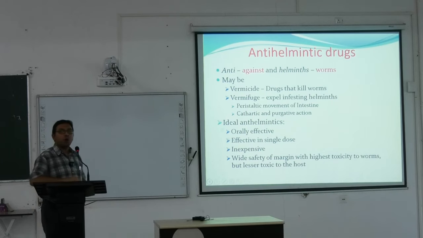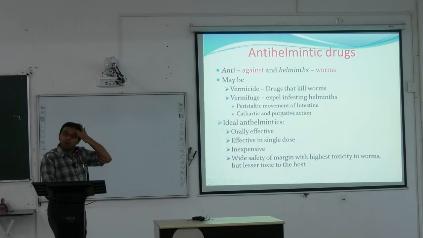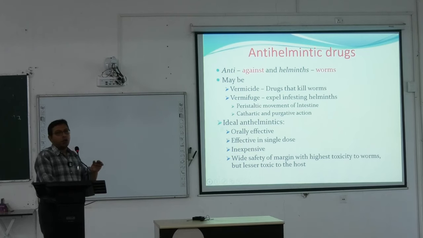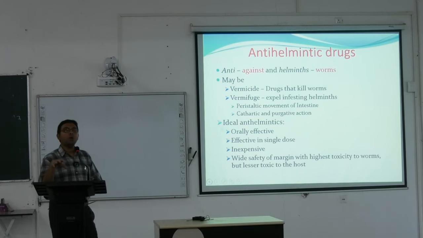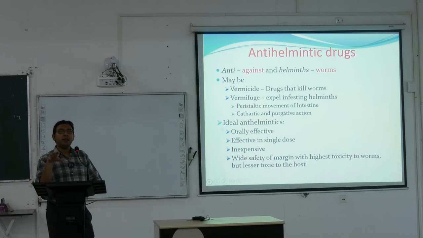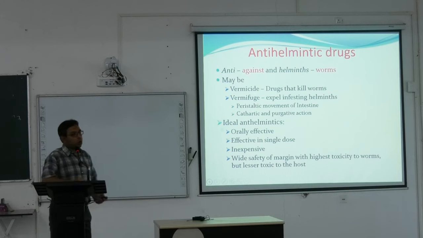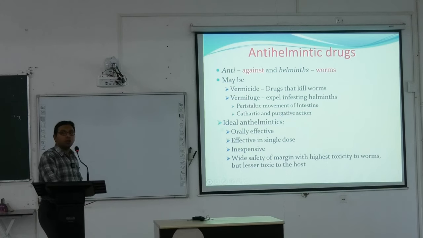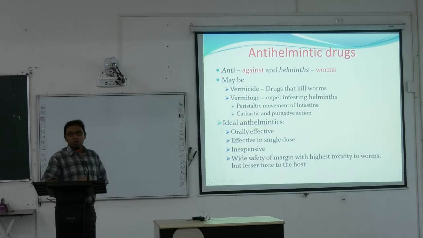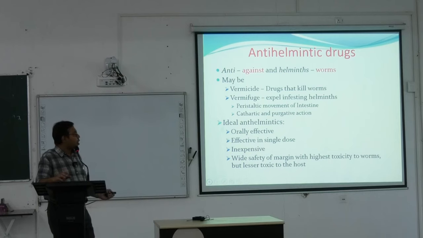An ideal anti-helminthic should be orally effective because it is easy to give, and easy to give for mass eradication of helminthic infection. Helminthic infection is quite common in schools, in teenage age groups or in hostels, where we need some mass treatment. For this, we need oral medication. It should be effective in a single dose because that is easier to give, inexpensive, and have a wide margin of safety, with highest toxicity to worms and lesser toxicity to the host. So it should be safe for humans.